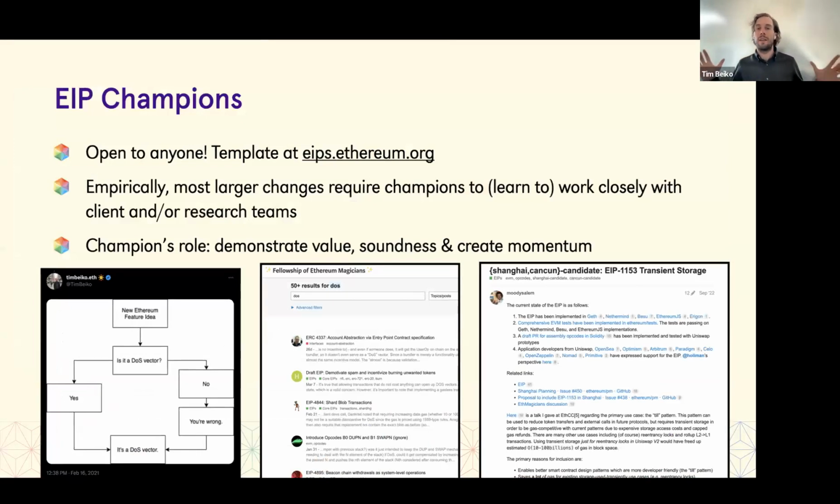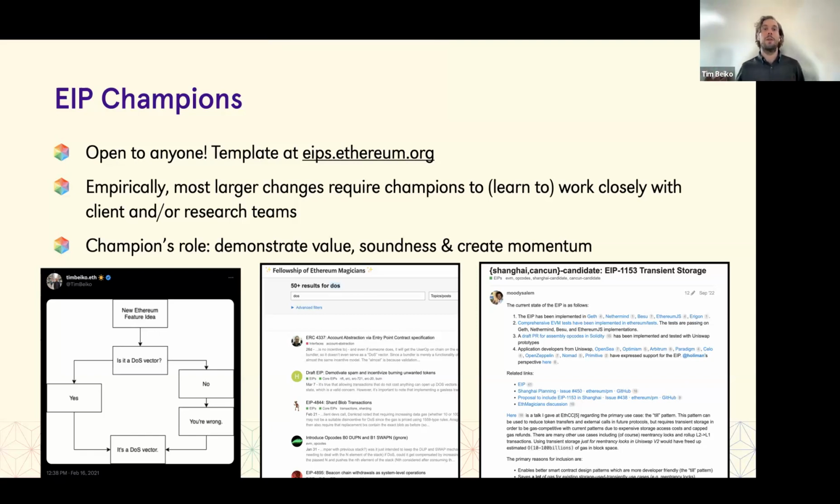Then, if you have these client developers and researchers focused on the entirety of the protocol, the next layer out is EIP champions. These are people who come with a specific change they'd like to propose to Ethereum. For those of you who may not be aware, EIP stands for Ethereum Improvement Proposal. So this is the template or the standard that you use to propose a change. And if you go to eips.ethereum.org, there's the whole template there that walks you through the entire process.